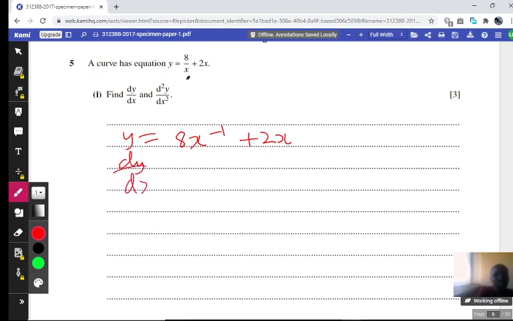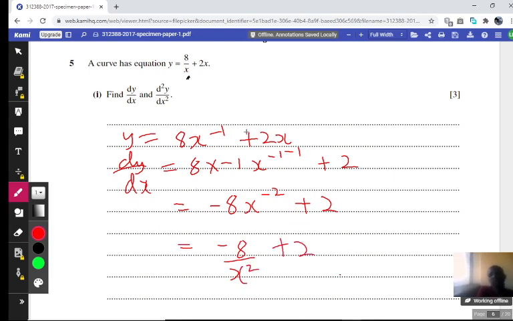So dy/dx equals 8 times minus 1 x to the power minus 1 minus 1, plus differentiating 2x, what do you get? You get 2. Now this one will be equal to minus 8x to the power minus 2 plus 2. This can be simplified to minus 8 over x squared plus 2. So this is the simplified version.